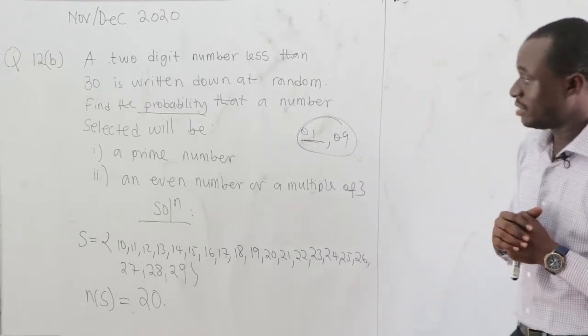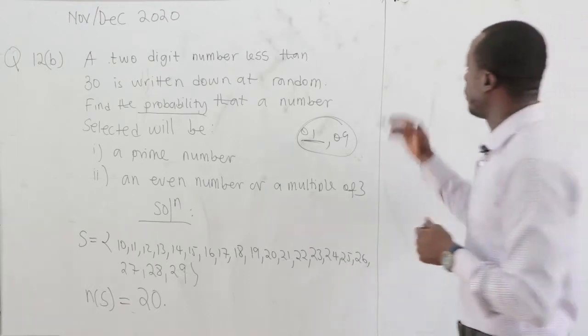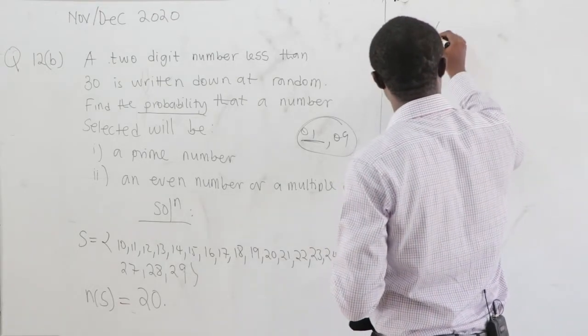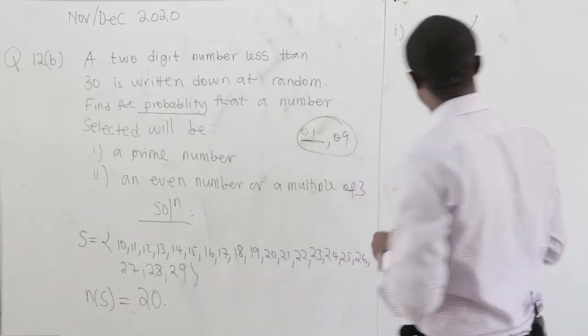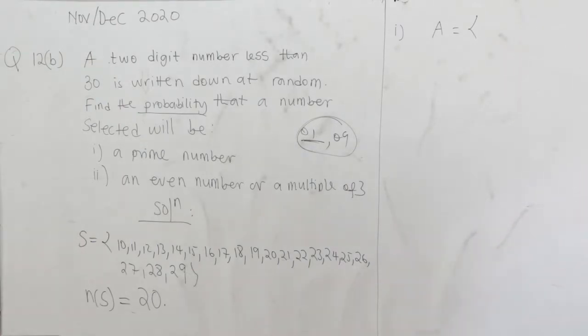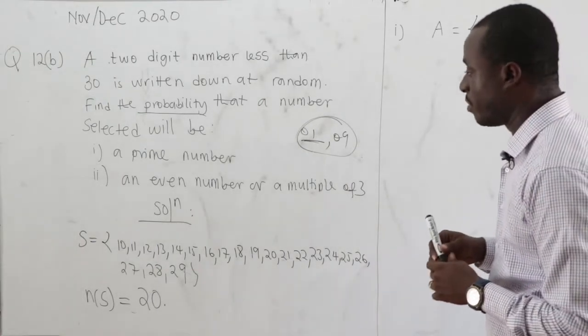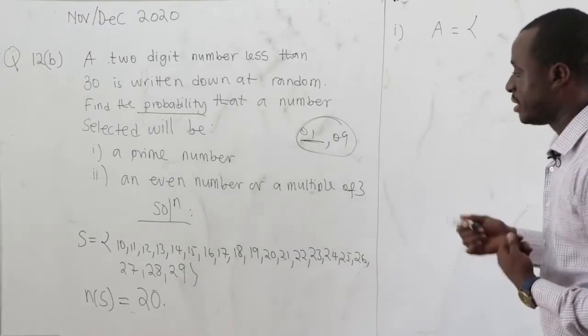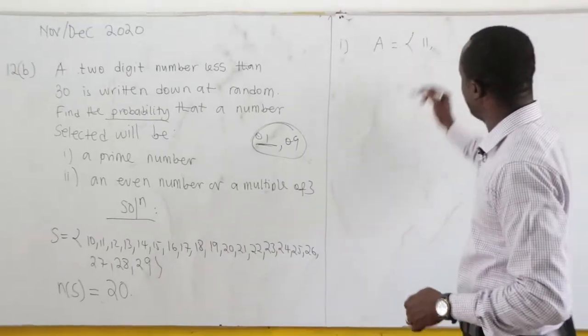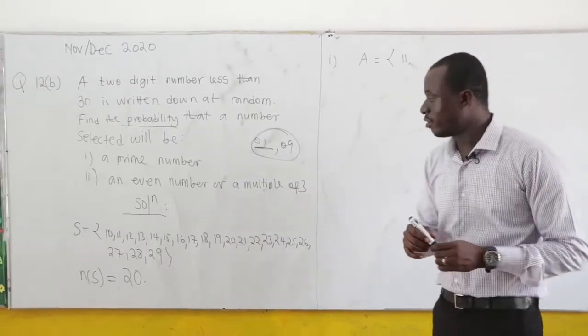So the first one says that it should be a prime number. Let A be that particular event of being a prime number. So let's come out with the prime numbers. 10 is not a prime number. 11 is a prime number. Prime numbers have only two factors, one and the number itself.